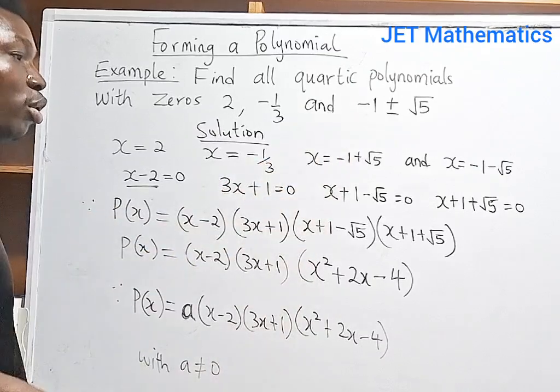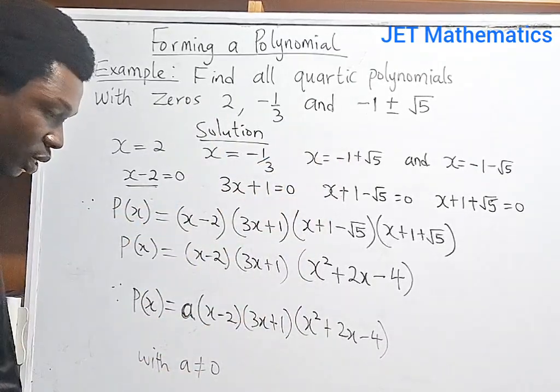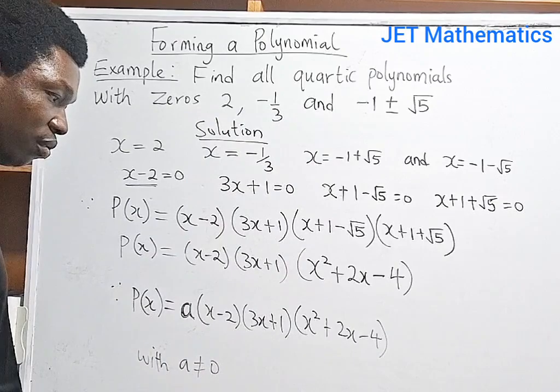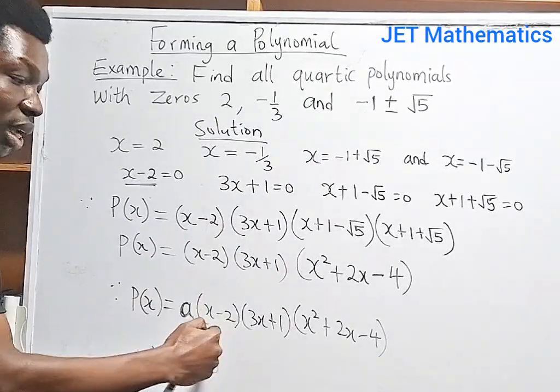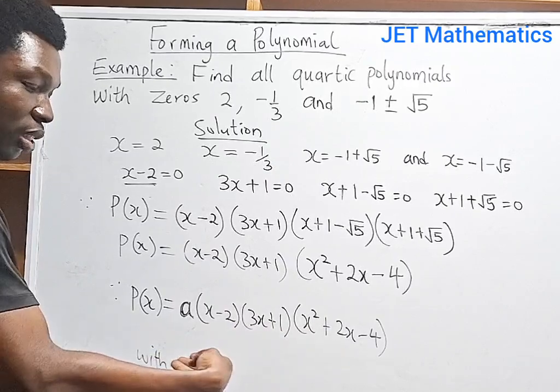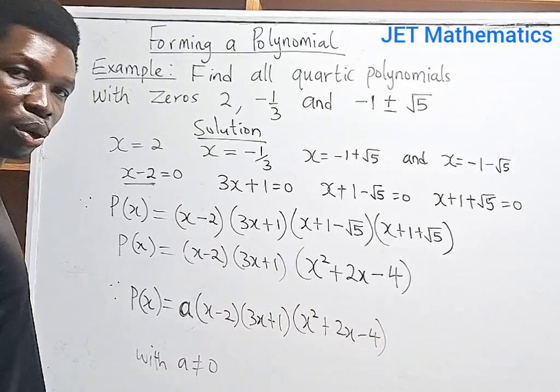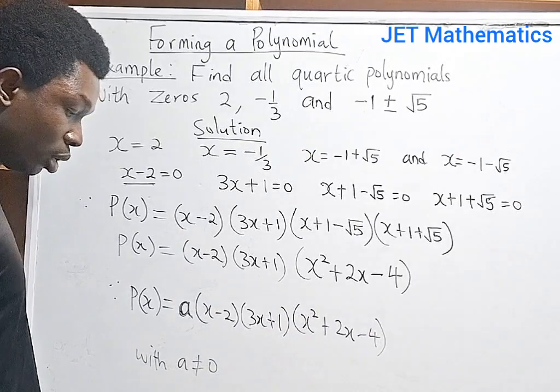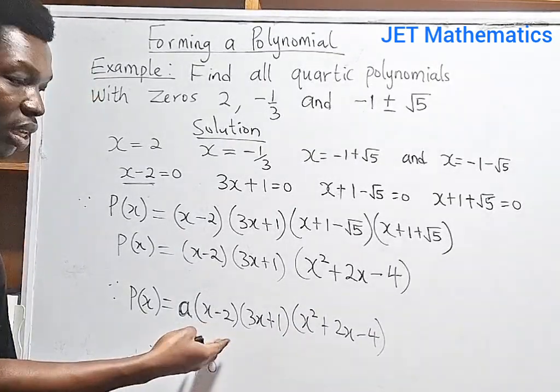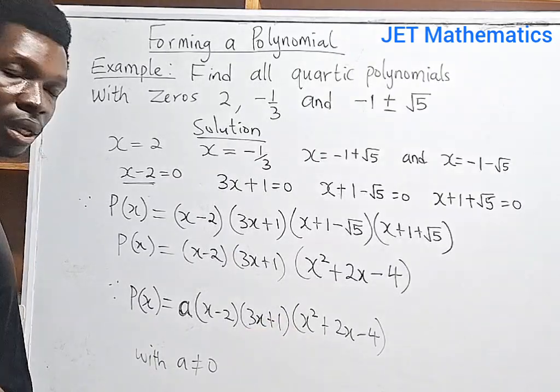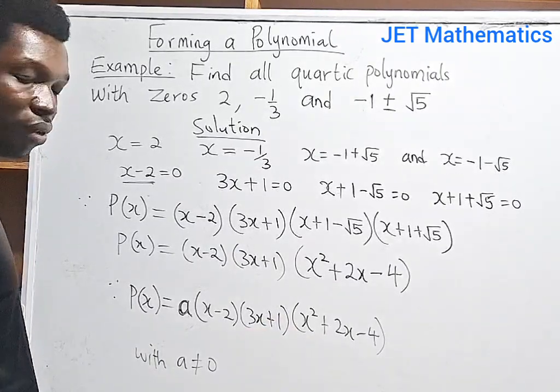So this is how you basically use the zeros of a polynomial to get the polynomial itself. You can decide to expand and write out each term of the polynomial. It's not a problem at all. But I've decided to leave them as a product of their factors.